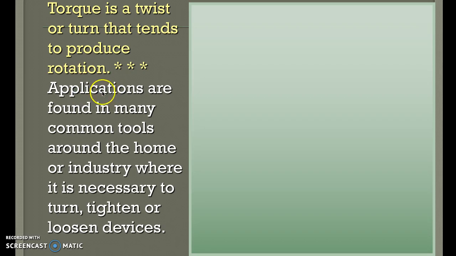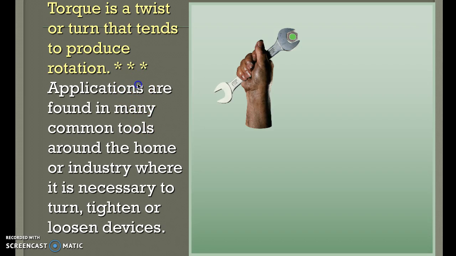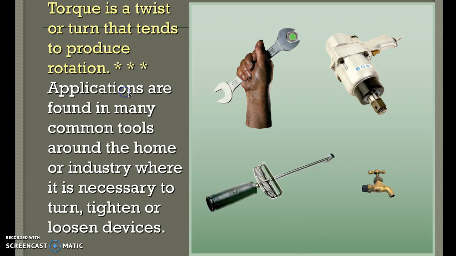So think about turning on your faucet in your house, or if you're driving, you're turning your steering wheel. All those situations are you're exerting a torque, causing something to rotate. And then here's just kind of some tools where you see that happening. Situations where torque occurs.